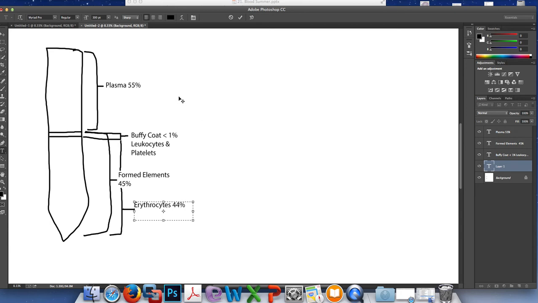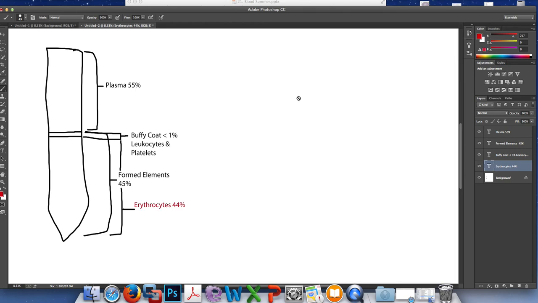So, the overall volume of blood is divided up between plasma at 55%, our leukocytes and platelets at 1%, and erythrocytes at 44%. The erythrocytes and the leukocytes and platelets together create the formed elements, which create 45% of the overall volume of blood. When we look at the formed elements by themselves, this 45%, we can see that the erythrocytes make up the majority of the formed elements.